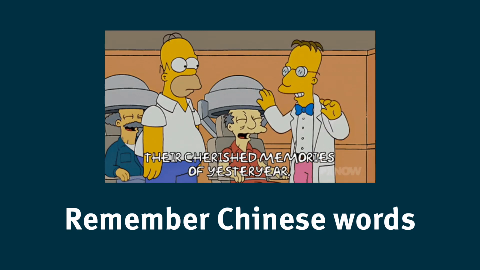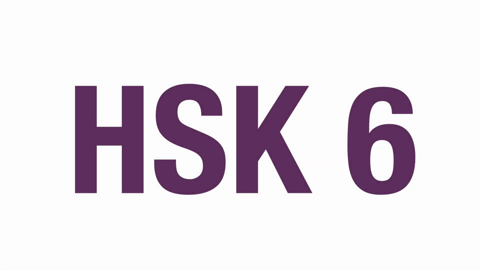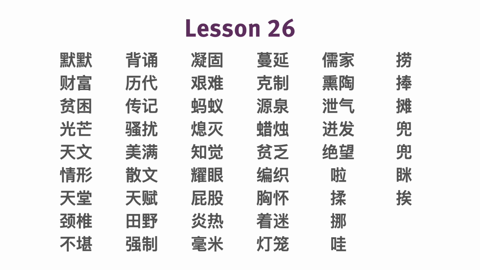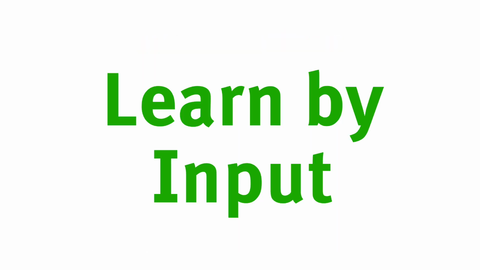In this video, I'll show you how to remember Chinese words easier and faster. For example, let's say that you're studying very hard for HSK 6. And in lesson 26, we have these 52 words that you have to learn. Well, good luck. But what you don't want to do is memorizing this by rote. Rather, what you want to do is learn by input. You can naturally remember the word by looking at as many video clips that contain this word as possible. Now let me show you how.